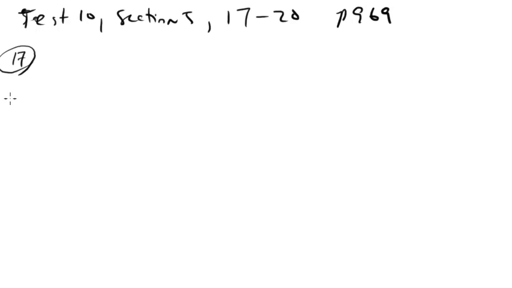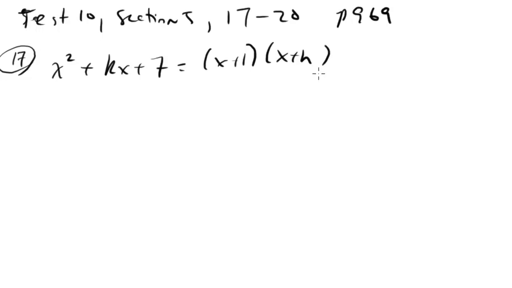17. We're in the difficulties now, so keep that in mind. If k and h are constants, and x squared plus kx plus 7 is equal to x plus 1 times x plus h, what is the value of k? And they give us a bunch of choices. First thing first, E, it cannot be determined from the information given. That is almost always wrong, so cross it out immediately. So we're down to 4.